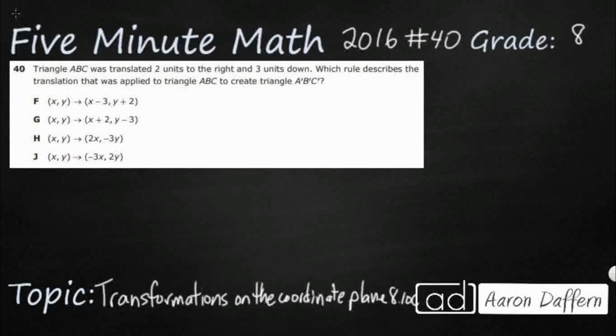So we've got a triangle that's translated. We don't even have a coordinate plane to look at, but all we have are 2 units to the right, 3 units down. Which rule describes the translation that is applied to triangle ABC to create ABC prime? Well, we've got some options here, so let's just look at what would happen if we do each of these.